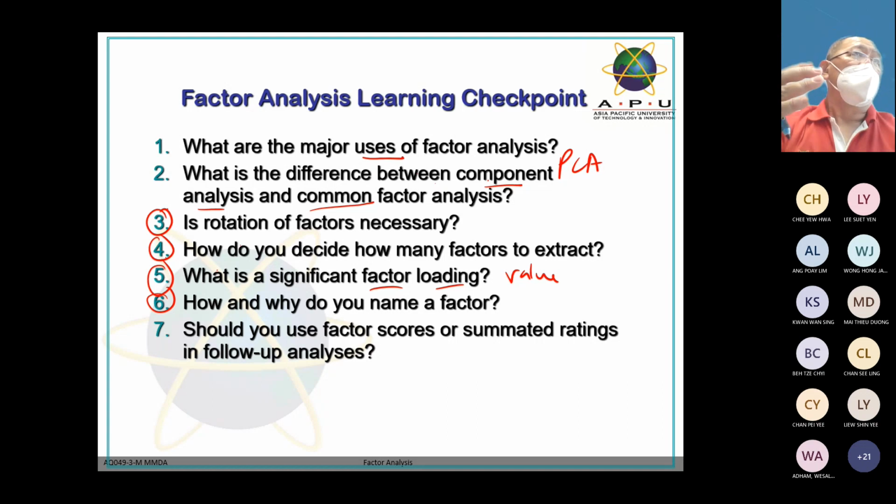Okay. So the last method is that you only use the variable with the highest loading to represent that factor.